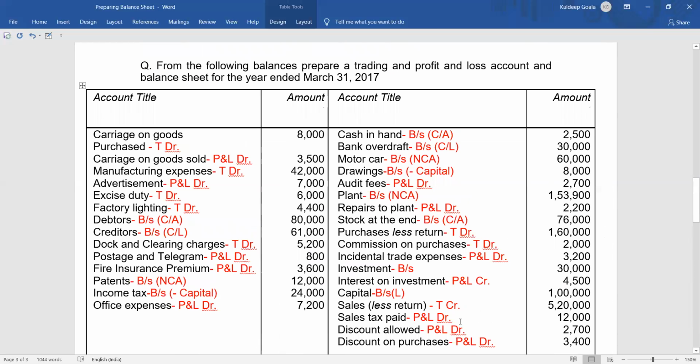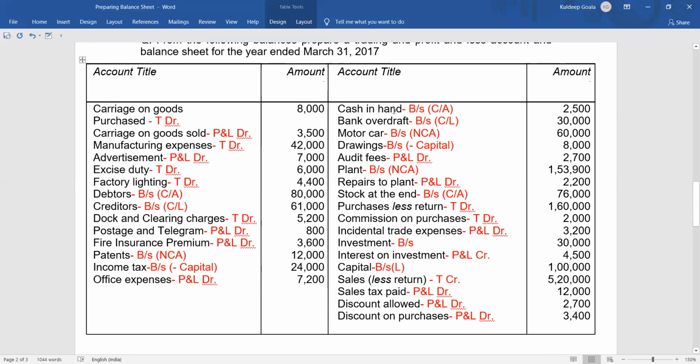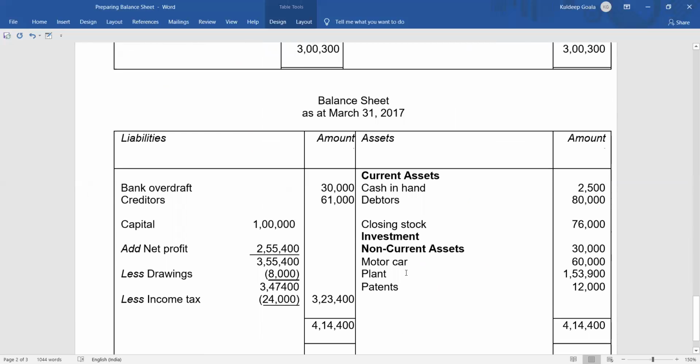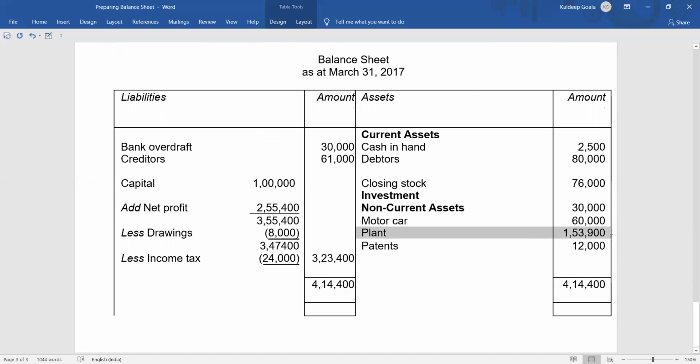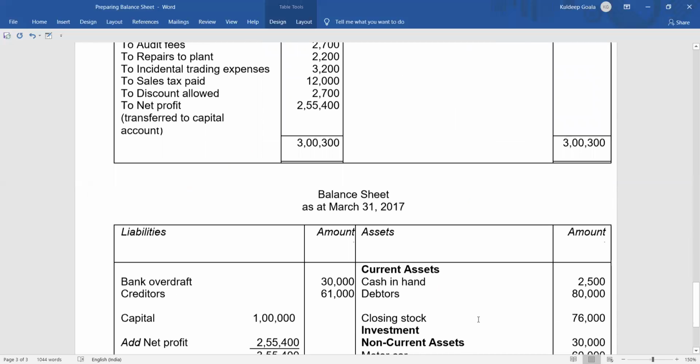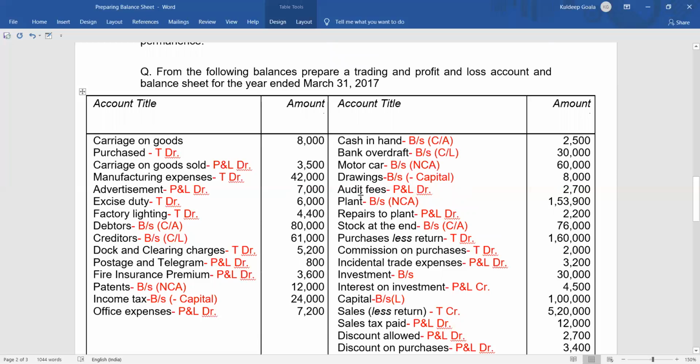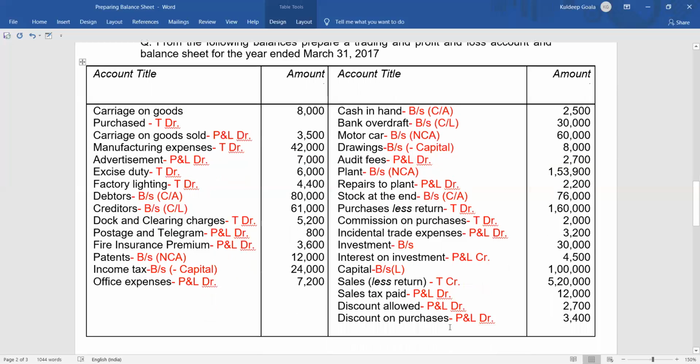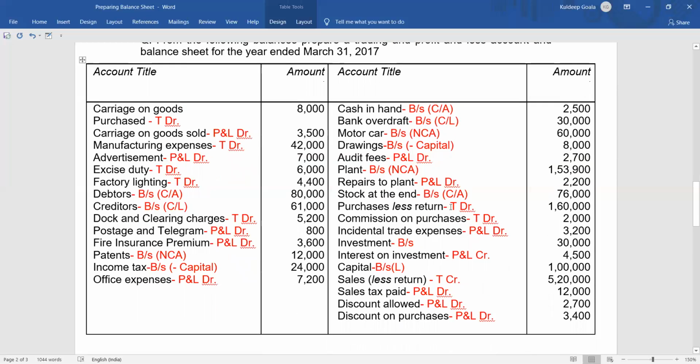And after that, what else do we have? Plant, a non-current asset, 1,53,900. Let's check what else is left. Anything else? No, nothing else is left. So since the asset side is over, we can go with the liability side, and we are following the liquidity method. That means capital will come at the end.